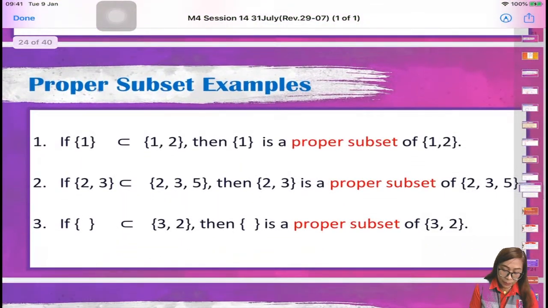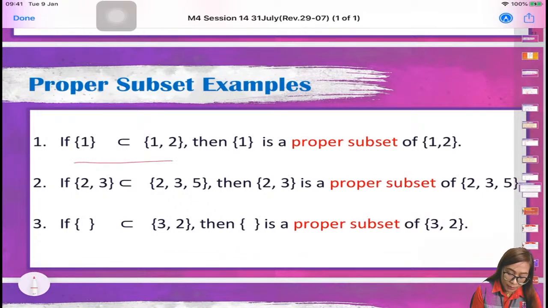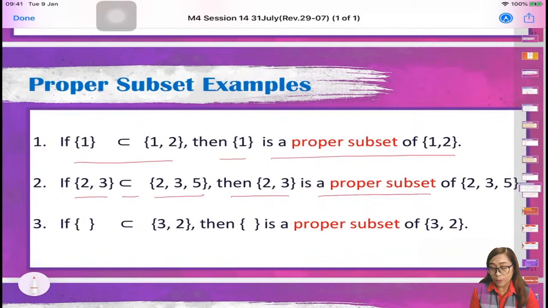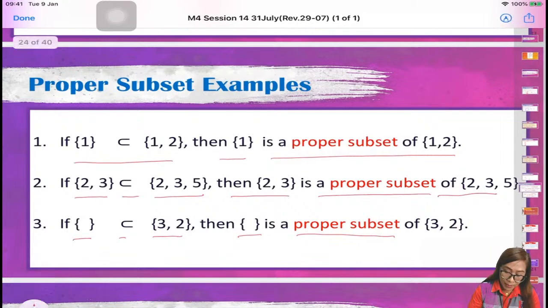Okay. Number 1, if the set {1} is a subset of the set {1, 2}, then the set {1} is a proper subset of {1, 2}. Number 2, if the set {2, 3} is a subset of the set {2, 3, 5}, then {2, 3} is also a proper subset of {2, 3, 5}. Number 3, if the empty set is a subset of the set {3, 2}, then the empty set is called a proper subset of the set {3, 2}.